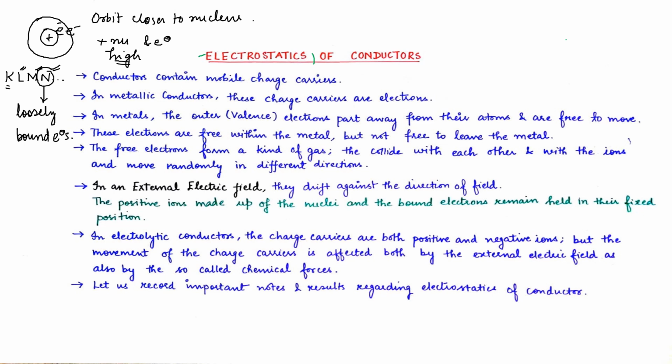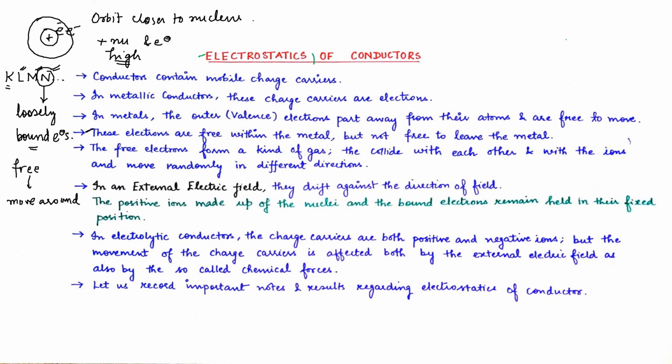So these loosely bound electrons are free inside the metal or the metallic conductor, free to move around, but are not free to get out of this particular shell. They are not free enough to jump off the metal. So these electrons, which are able to move from here to there, tend to conduct the electricity in the metal.